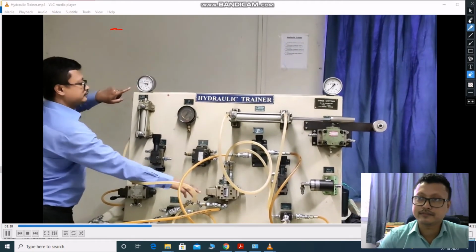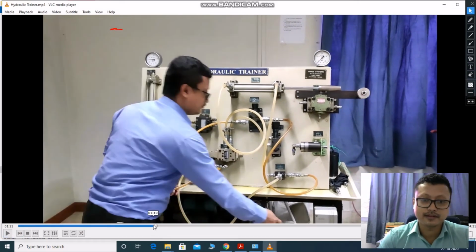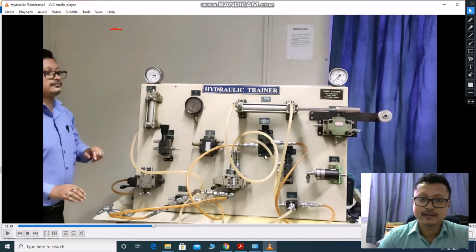So in this experiment, what will we see here? This is called a 4 by 3 directional control valve. Why is it 4 by 3? Because 4 by 3 means 4 pipes are there. We need to connect here 1, 2, and 3, 4.